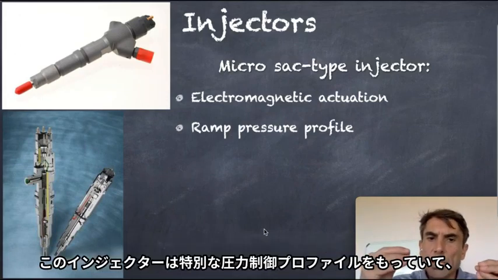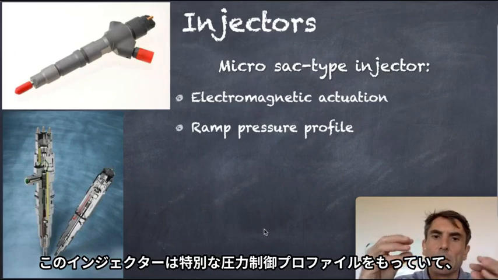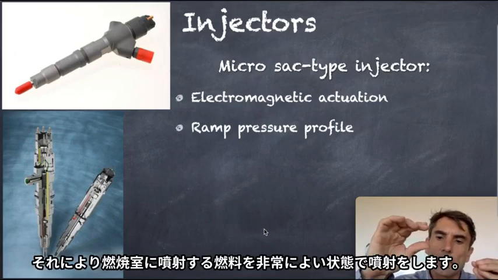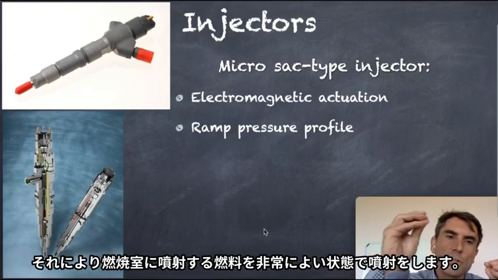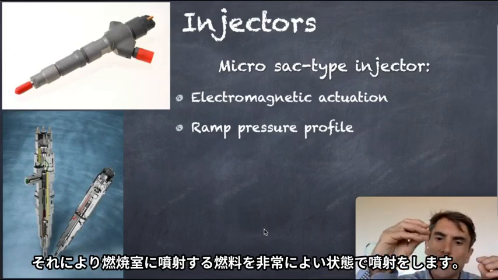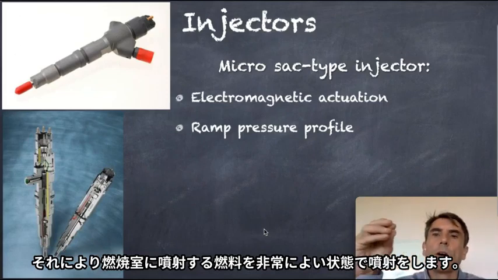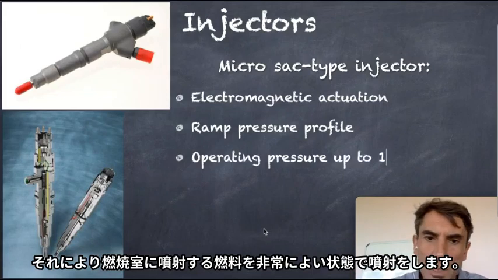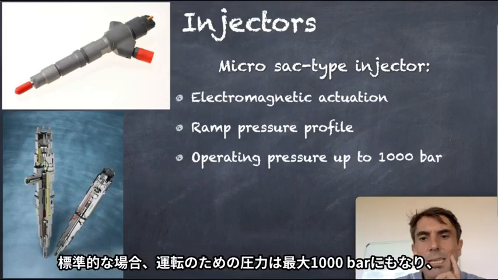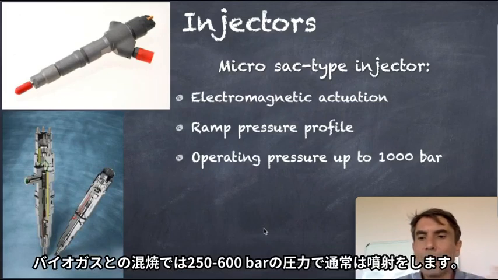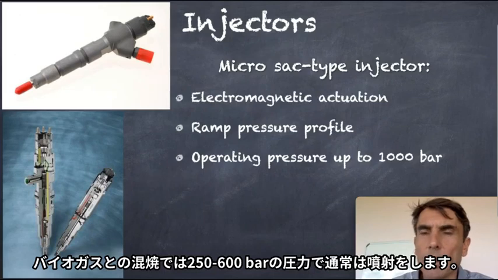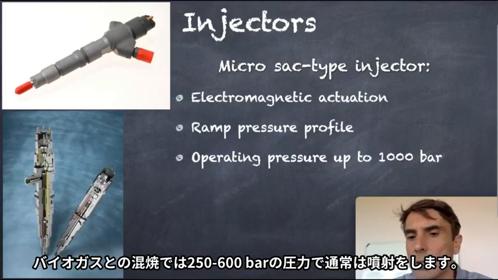The injectors have a special ramp-up pressure profile. Our standard pressure goes to the injectors to open them with the magnetic valve, and then we get the nice ramp of spray into the combustion chamber. The standard operating pressure is up to 1000 bar. In biogas, pilot fuel or gas mode, depending on the application, we operate between 250 and 600 bar.